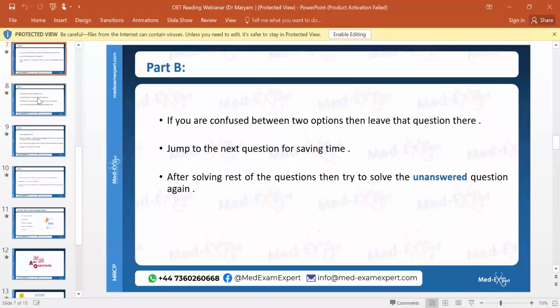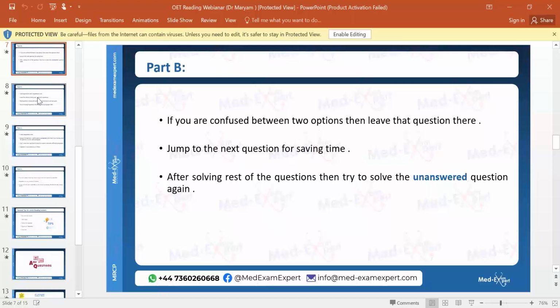Then put a question mark on that question, and at the end of the test you should go back to it and mark the option you think is right, because at that time you have just one or two minutes left, or one or two seconds left. At that time, whichever option clicks best in your mind, you should mark it. I think this is the best technique to save your time in OET reading. So never waste your time on a question in which you are confused.